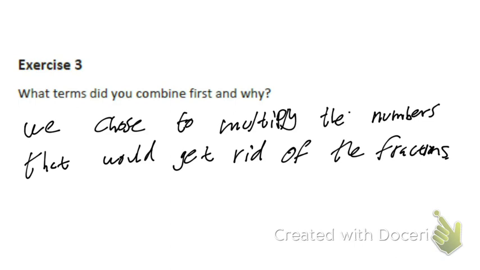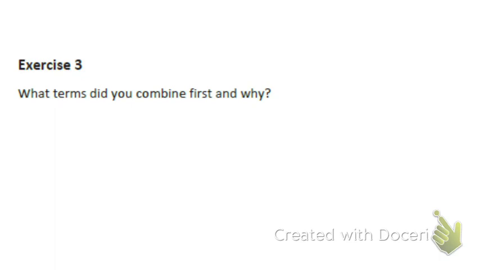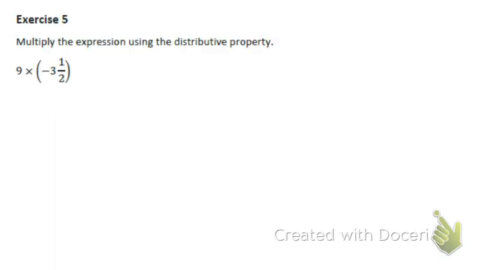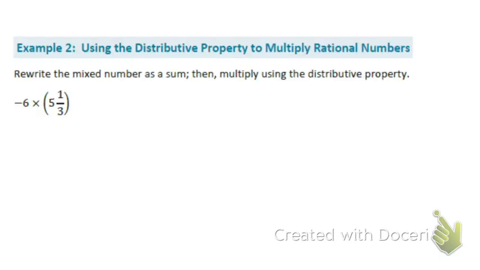Alright, so let's see. Looking at the next problem. Right here, you rewrite the mixed number as a sum, then multiply using the distributive property. So remember we talked about this previously. I could rewrite that mixed number, 5 1/3, into 5 plus 1/3, right?